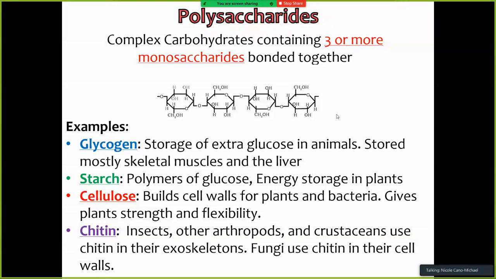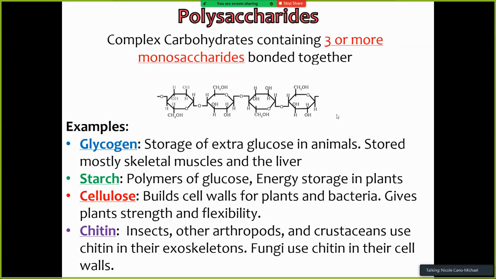All right, so some common examples of polysaccharides. Glycogen, we spoke about this earlier. Glycogen is how we store extra energy in our muscles and in the liver. We talked about starch. Starch are polymers of glucose. And again, this is a form of energy storage in plants.